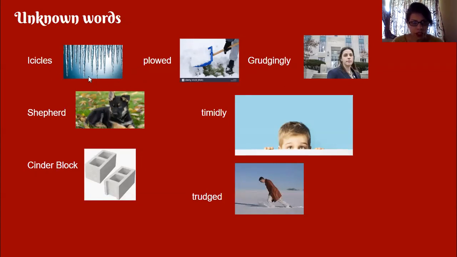You might have seen these in a movie. It's pretty much ice, just frozen water that was dripping as it was raining, and it formed the icicles. So these are icicles, okay?